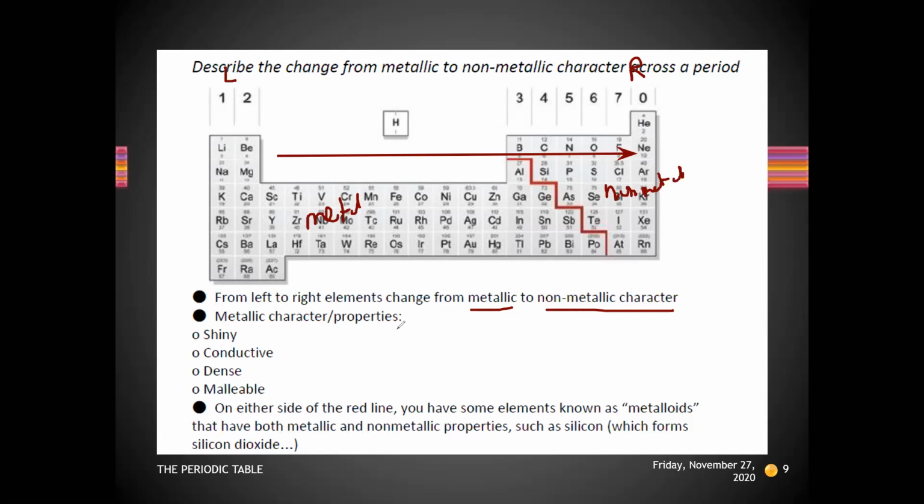What is the meaning of metallic character? Metallic character means the element will be shiny, it can conduct, and it will have high density and be malleable. And on either side of the staircase line, we have metalloids. Metalloids are elements where some properties resemble metals and some properties resemble non-metals.